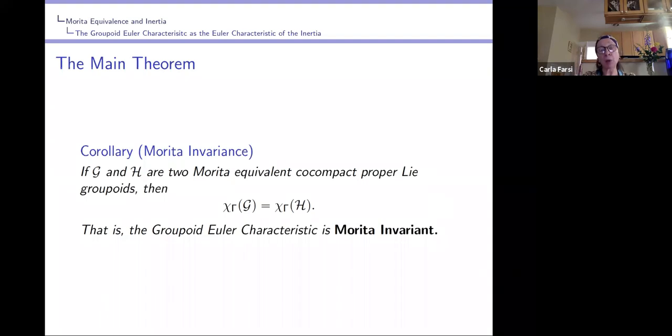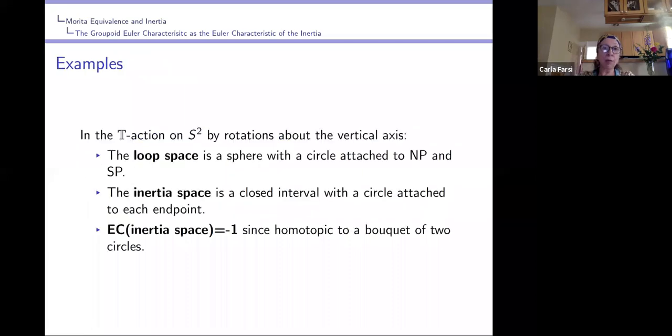And our Euler characteristic is the same as the Gaussian, Zada, and collaborators' Euler characteristic. So let me just do an example before I close. In the action of the circle on S2 by rotations, remember the loop space we said was a sphere with a circle attached to the North Pole and one at the South Pole. The inertial space, which is what we are considering, is a closed interval with a circle attached at the South Pole and the North Pole.